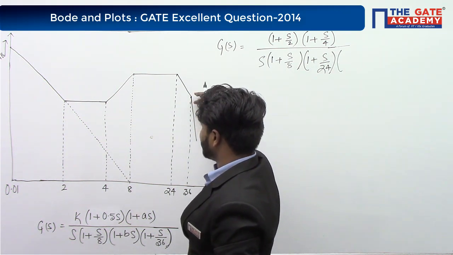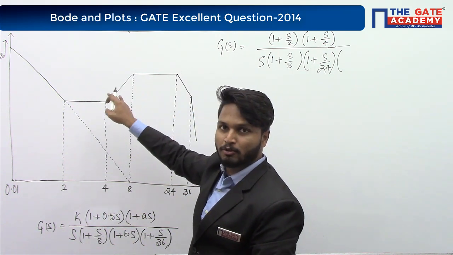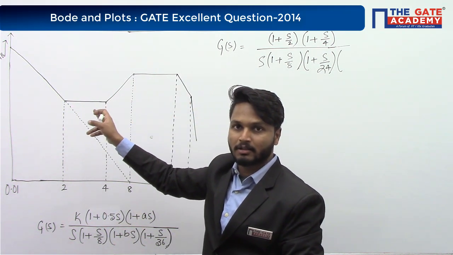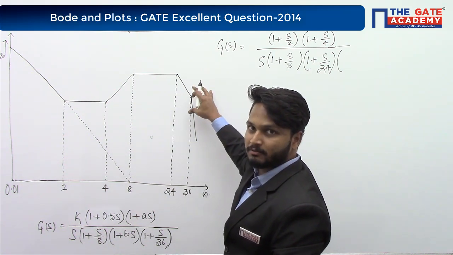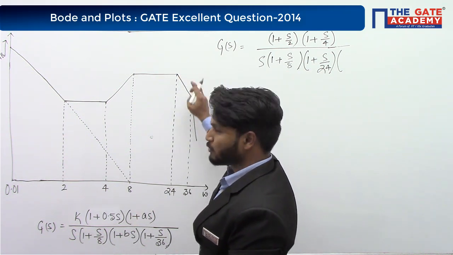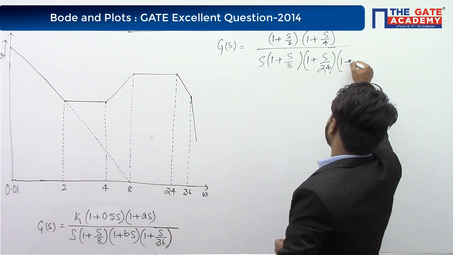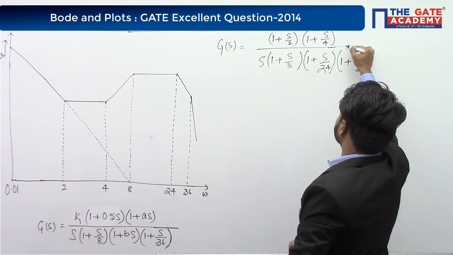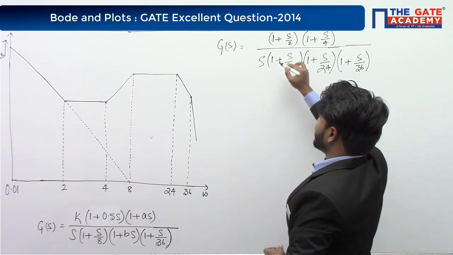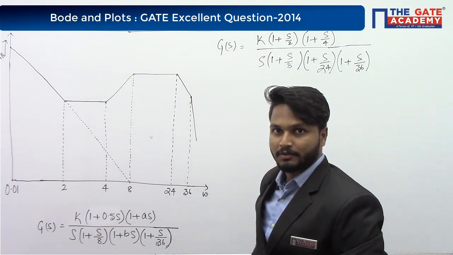And even at 36 you can see the slope. I'm not giving the slope details here. Slope details were given in detail in the question, and it becomes clumsy. That is the reason why I'm not giving the slope details here. The slope has again decreased. Therefore, 1 plus s by 36. There is a pole at 36. Right, and some constant term k. This is the actual transfer function.